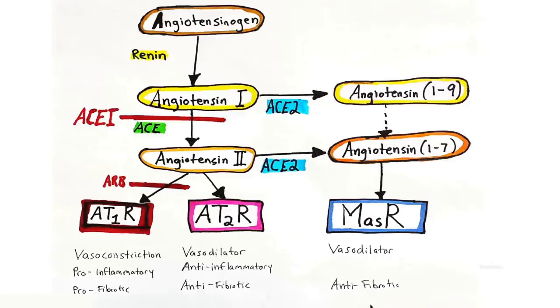That's good. That's what we want. We want to dilate those pulmonary arteries. We want to reduce inflammation. We want to reduce fibrosis. That's good. So that's why I think the trials that these medications are in right now for COVID-19, I think we're going to have great results with that, but only time will tell.